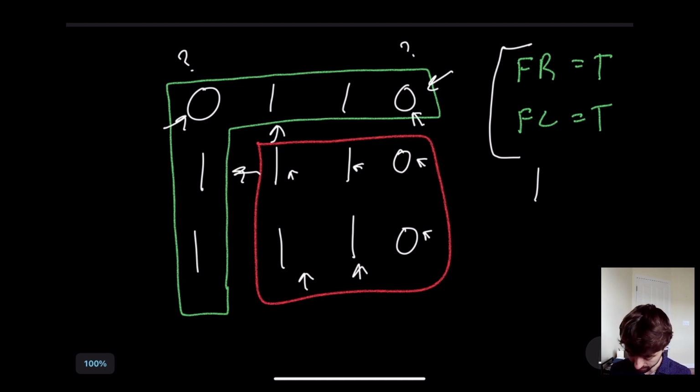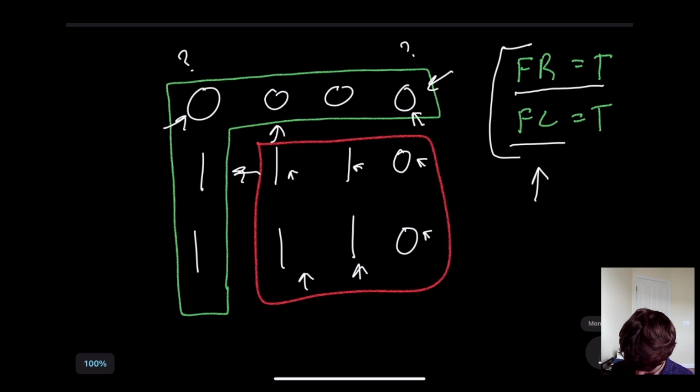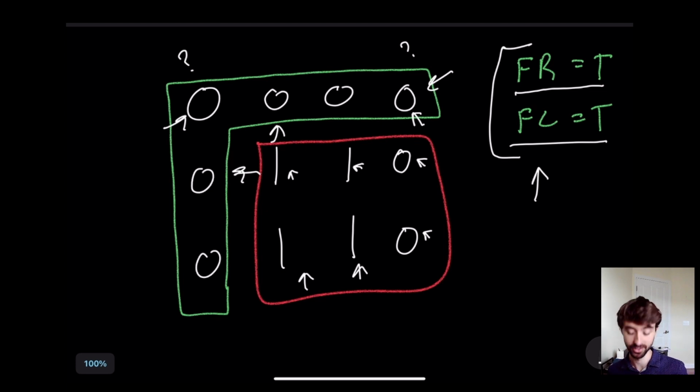And then at the end, we use these flags to say, okay, we need to change the first row to all 0s. So we do that. And then this flag tells us we need to change the first column to all 0s. And so we do that. And then that's our final answer.